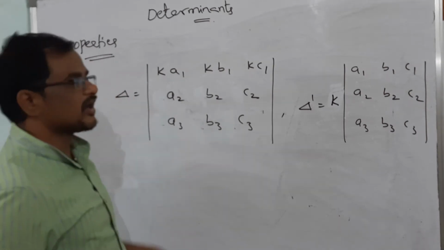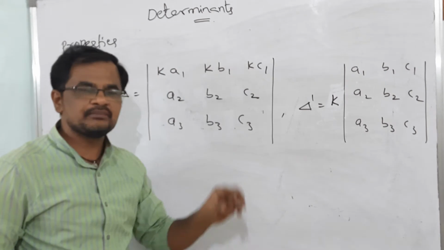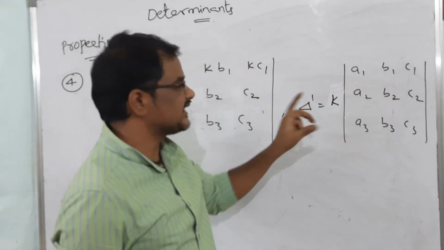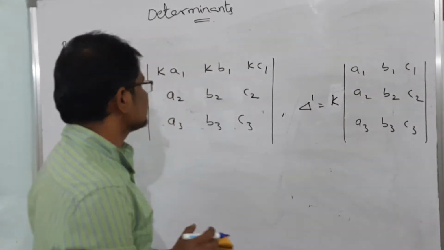So what is the property? In a determinant, if any row or column is multiplied by a non-zero constant k, then the value of the determinant is multiplied by k, right?